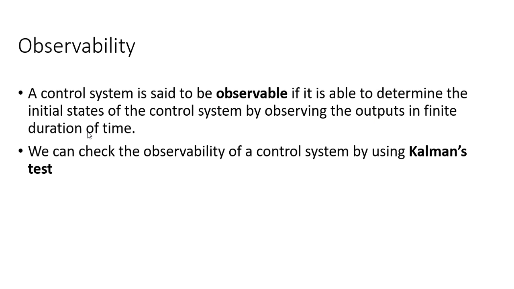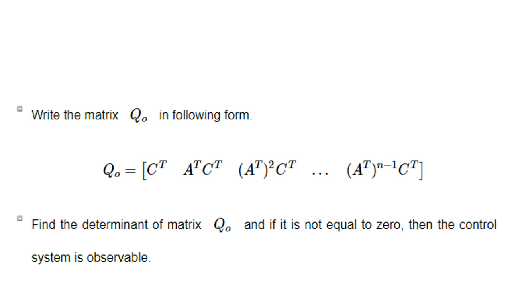Suppose you have been given the outputs of any control system for a finite duration of time. If you observe that, and if you are able to get some initial states of that same control system, then that type of control system can be called an observable control system, or it will have observability. Okay, again this is a very easy and similar kind of method to find this system's observability. Okay, so we can check the observability of the control system by again using Kalman's test. Okay, so let us see how to solve this.